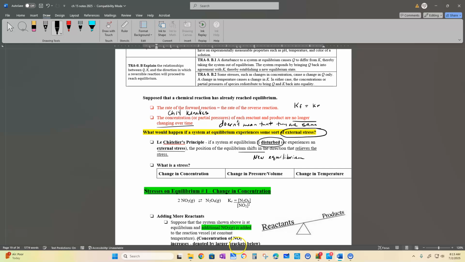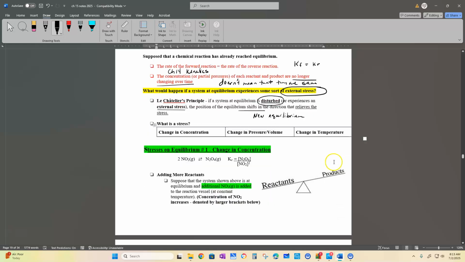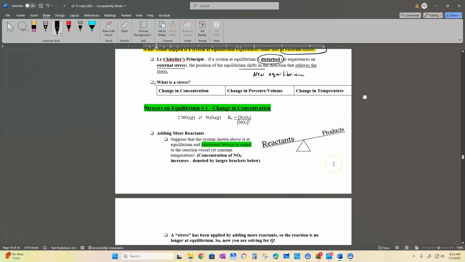So what types of stress could you have? You could have a change in concentration, a change in pressure or volume, and the big one, a change in temperature. We're going to look at all three scenarios and do some sample problems with them, but take your time. This is the big one. This is the explaining chapter.